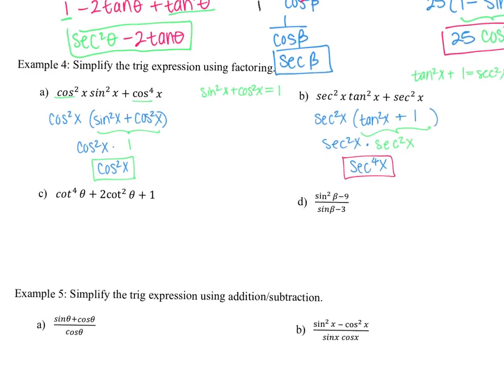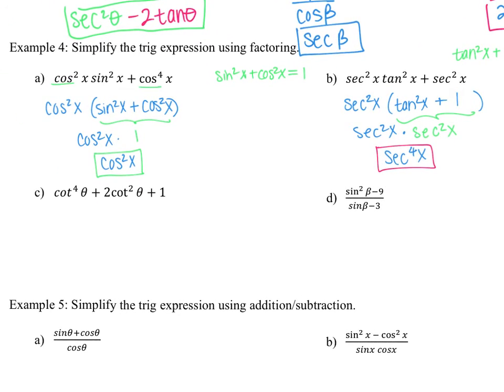So hopefully those factoring skills come in handy. Anytime you're noticing that you have multiple terms, but they have some of the same trig functions, maybe try this factoring skill where you factor out the lowest exponent value.